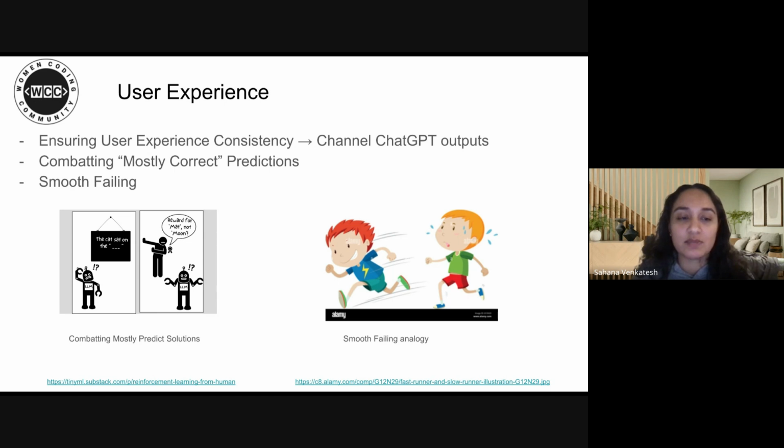And the last thing is something called smooth failing. Failing here is not exactly fully negative. We went through how to give users a better experience by using a model with low latency, etc. But there could be points in actual production where the model is given an input such that it takes a lot of time to generate an output.